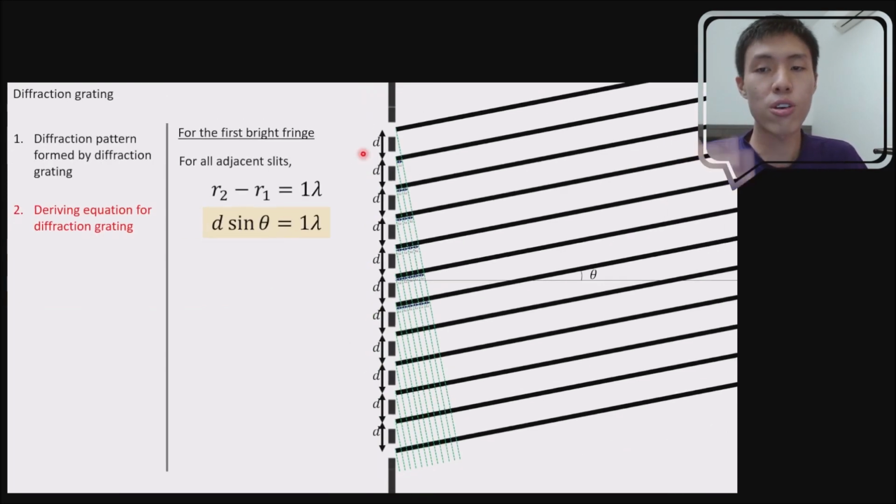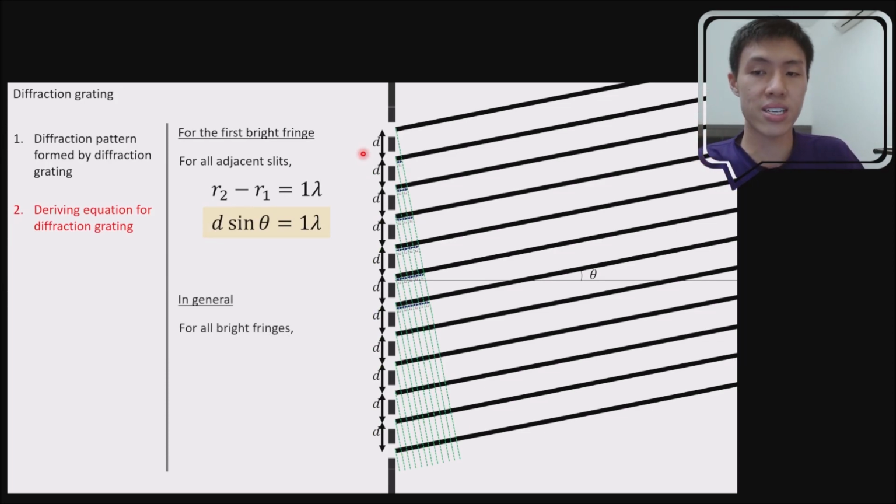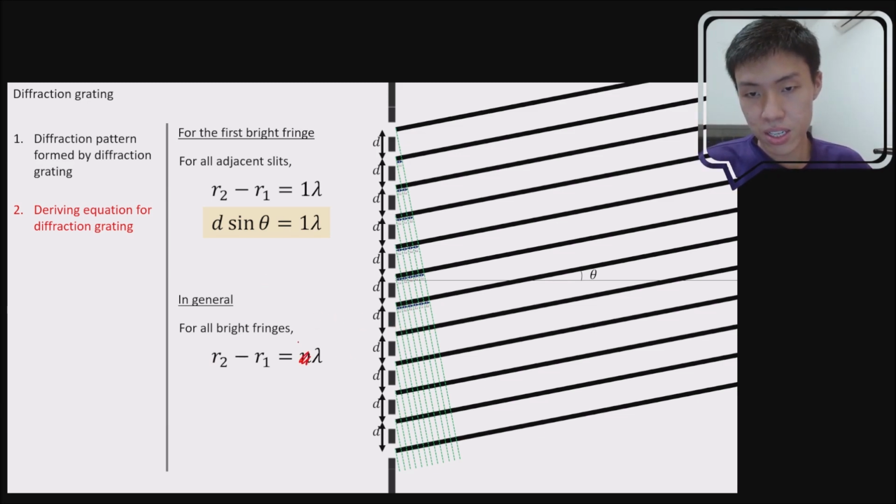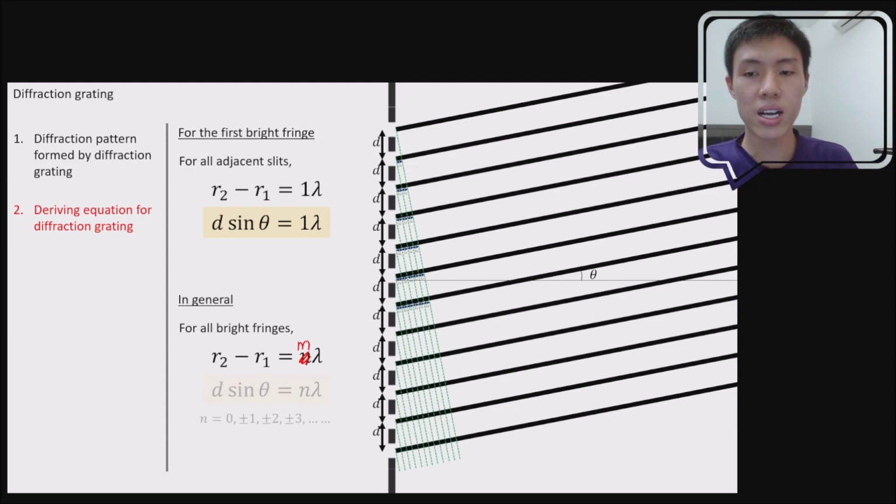If you apply the same principle and generalize it, for all the bright fringes, the bright maxima that we see, it should be R2 minus R1 equals m lambda, not n lambda. Sorry about that. The syllabus has changed a bit. This one is m lambda, so your equation should also be m lambda. My bad, I've edited the notes, but this one is the old one.